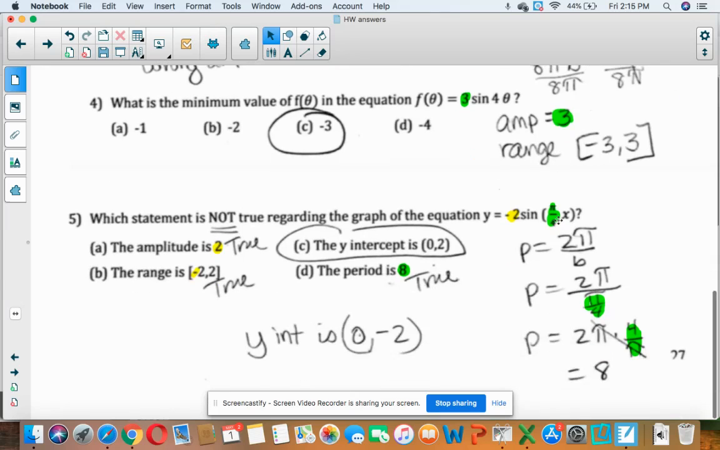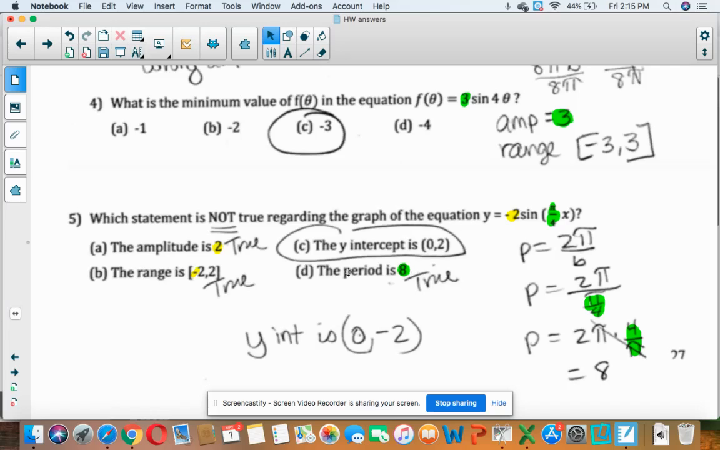Question 5, which statement is not true regarding the graph of the equation y equals -2 sine of pi over 4x? So you can see I highlighted in yellow the amplitude. So the amplitude is -2. So choice A is correct. The range then would go from -2 to 2. So that's also correct. So it's really between C and D.